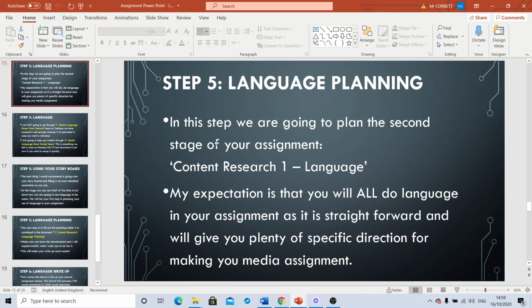This is step 5. We're going to be looking at language planning now. Okay, so we have kind of looked at our categories. You've planned and you've written that. We have gone over your storyboard just to get your ideas straight in your head. I will still be looking at them to make sure that your ideas aren't absolutely insane.